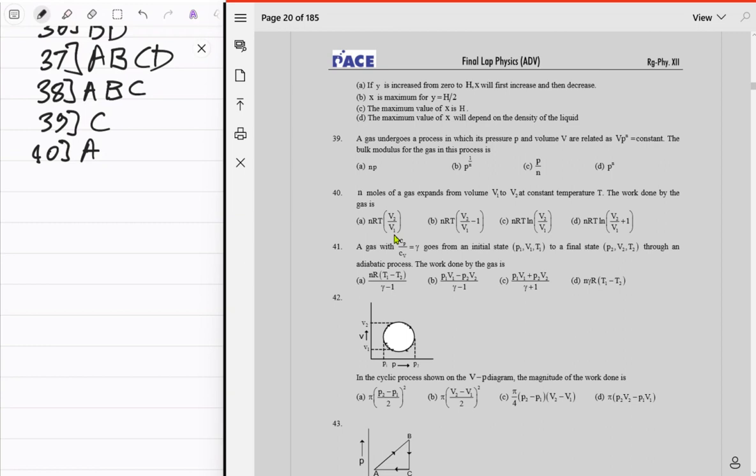Next, cube work. V2 upon V1, that's wrong. NRT natural log of V2 upon V1. Oh, there is no natural log here, sorry, C is over there. It took me 2 minutes to realize that there's no natural log. So C is right, and no, this is wrong. So C is the answer.